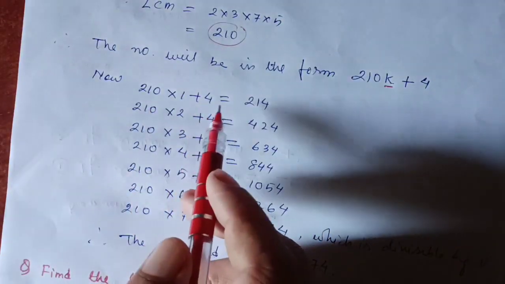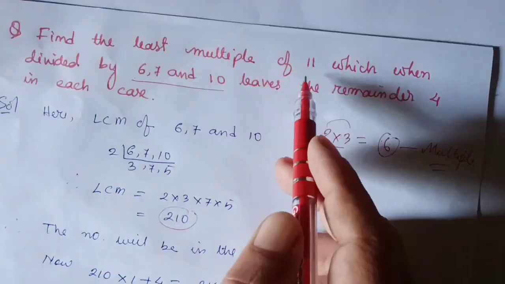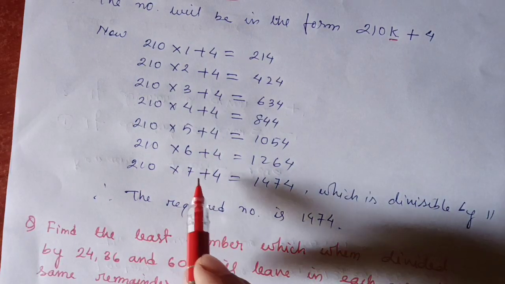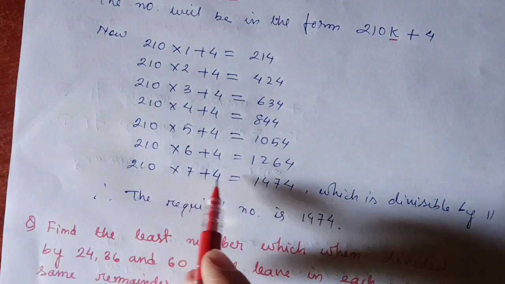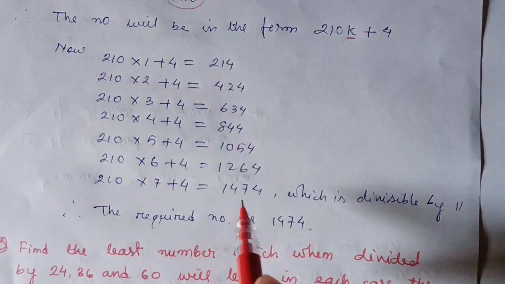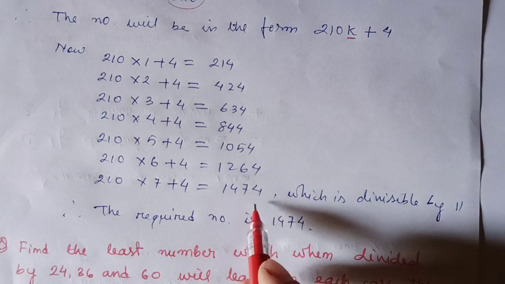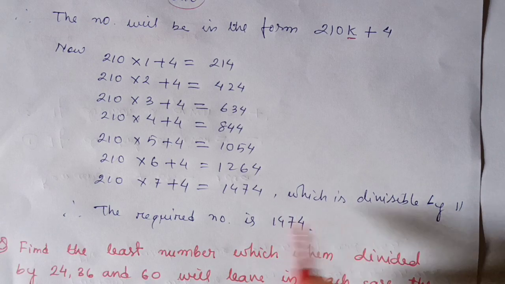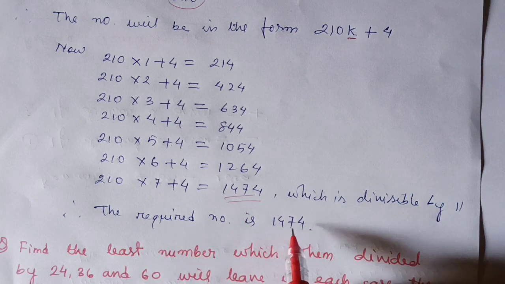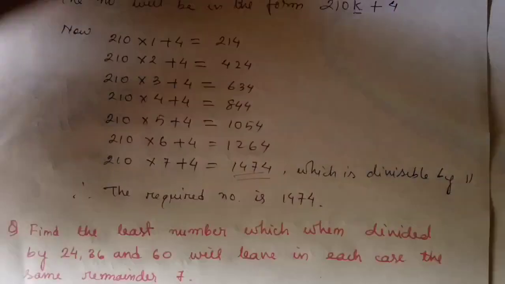So we should keep on doing until and unless you get a number which is divisible by this 11. So after we multiply 210 into 7 plus 4, then we get 1474. This number 1474, since it is divisible by 11, so we should stop here. So our calculation is finished here. So the required number is 1474.